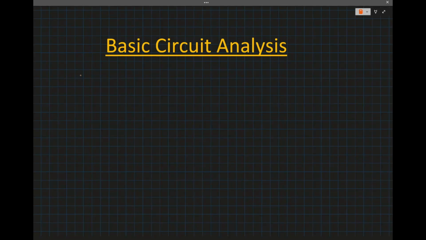In this series of videos, we are going to introduce the basic concepts and laws that we are going to use to analyze a circuit. The first one will be Ohm's law, and Ohm's law is defined for the simplest passive element, which we call the resistor.